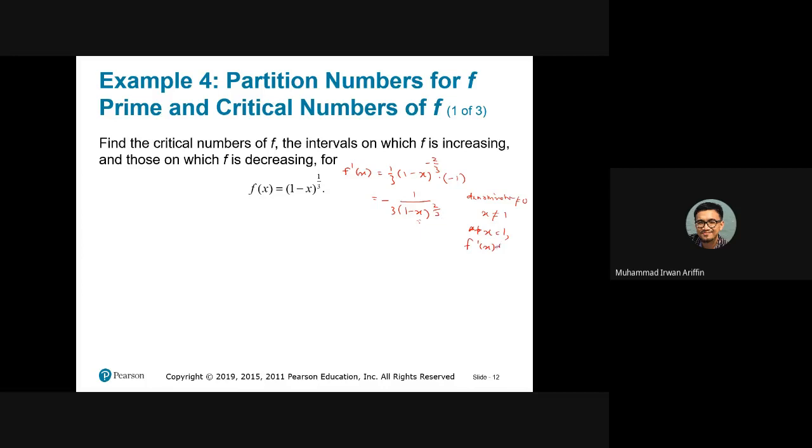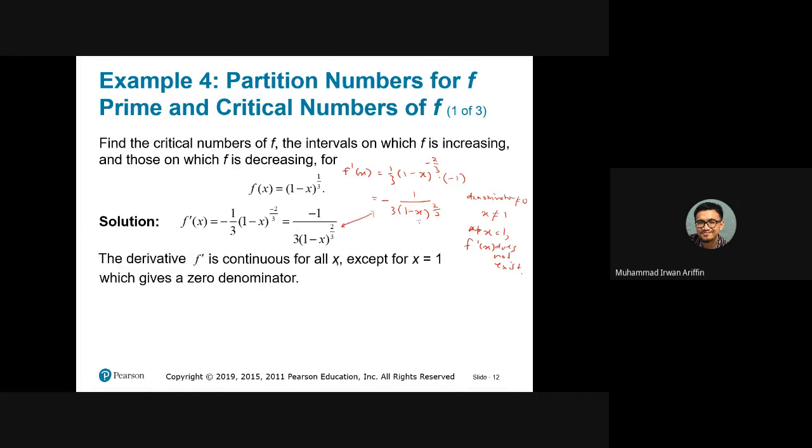At x equals 1, what is the value of our f prime of x? It does not exist. And remember, this is the second criterion, the second definition of a critical point, the critical number. So it would be a good candidate. So x equals 1 is a critical number for the function.